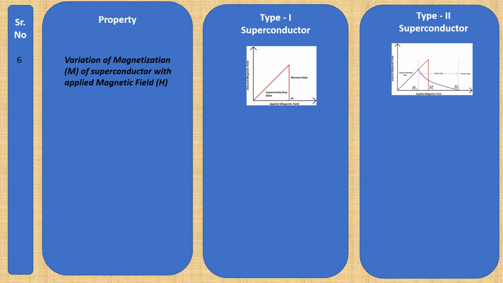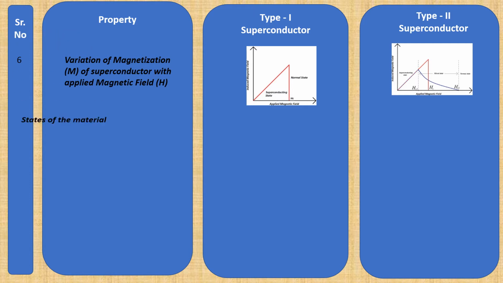If you observe carefully, in type 2 superconductor, the magnetization gradually decreases. Up to the lower critical field, it shows a complete superconductor, and after that, as magnetization gradually decreases, there is a mixed state, that is the vortex state, and after the higher critical field, the superconductor shows a normal conductor.